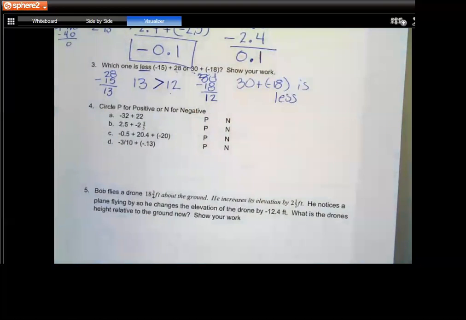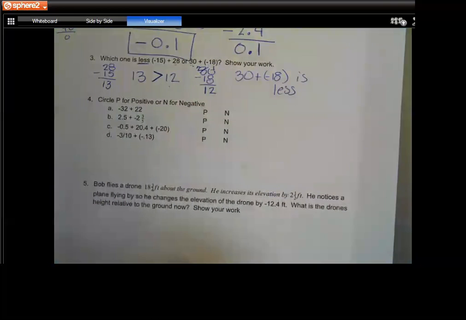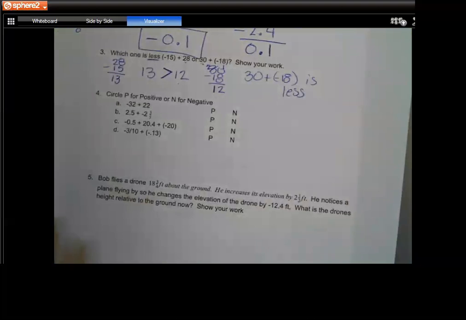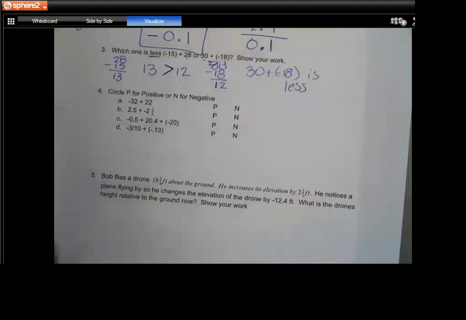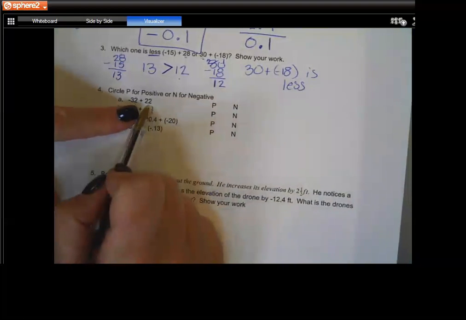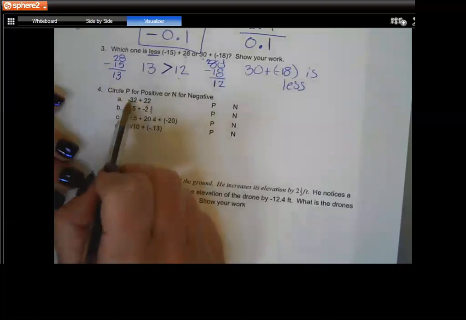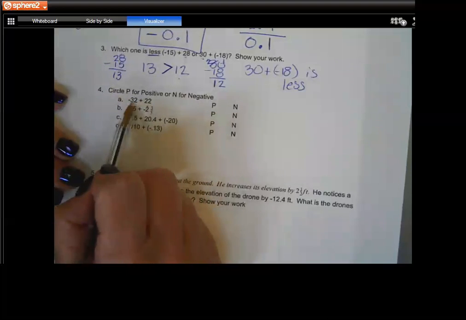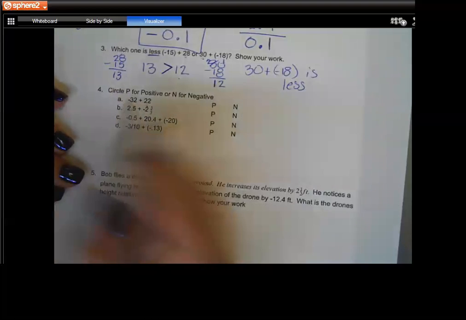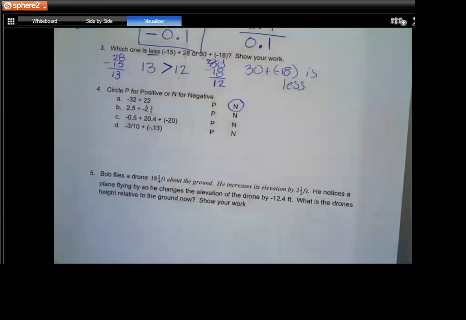Okay. Number 4, circle P for a positive sum or N for a negative sum. So yay for you. You don't have to solve these. All right. So if you look at this, here we go. You could add these, sure. Or look, which number's bigger? 32 is bigger than 22 and 32 is a negative. So your sum would be a negative.